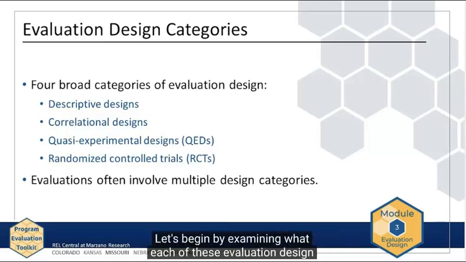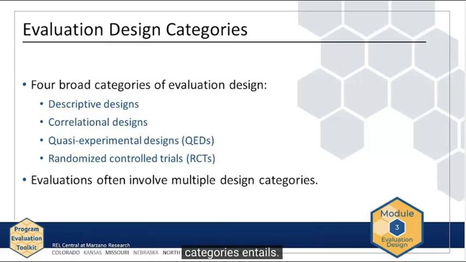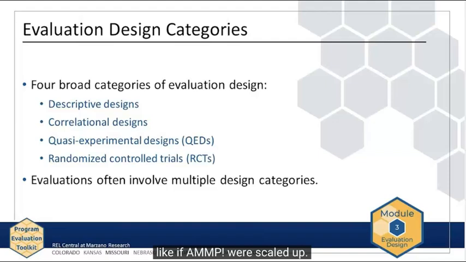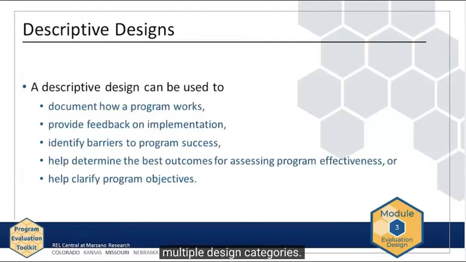Let's begin by examining what each of these evaluation design categories entails. As each design category is introduced, you will explore whether the design might be used in the case of AMP, and you will be prompted to consider what the design might look like if AMP were scaled up. Next, you will learn how an evaluation may involve multiple design categories. First, let's discuss descriptive designs.